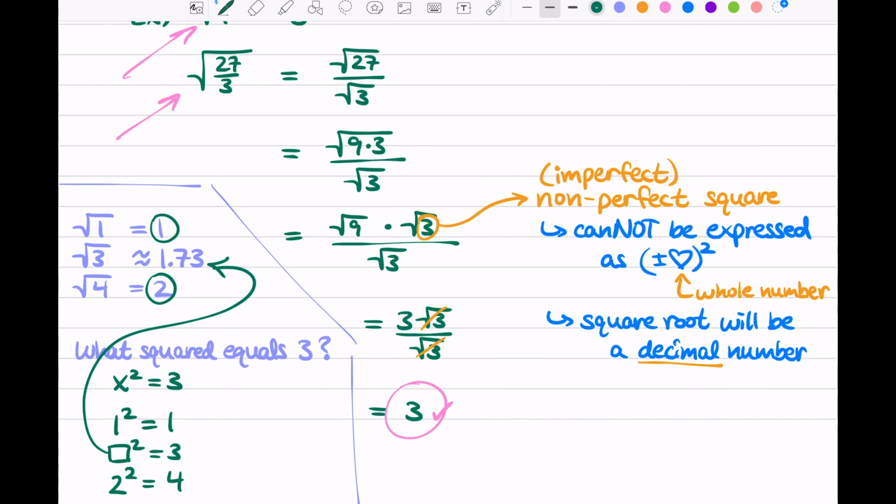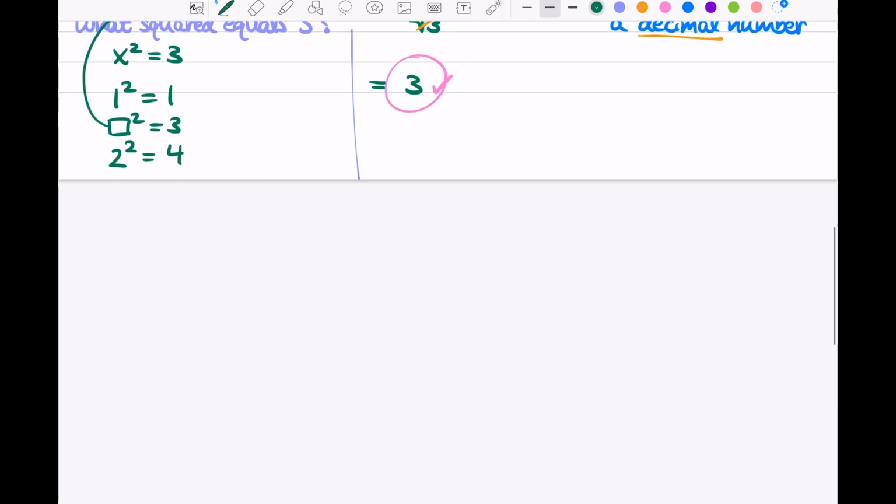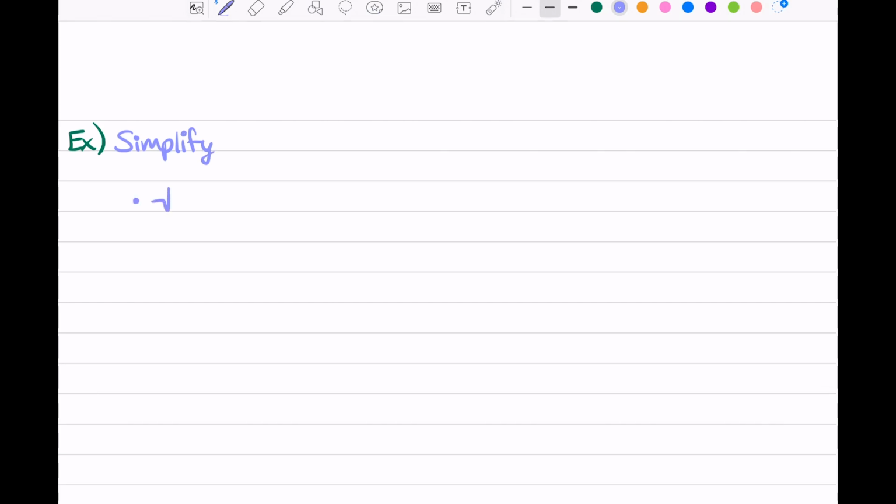Let's try a couple more examples using our multiplication and division rules. We want to simplify the square root of 24. So how do we simplify a square root? What we do is factor and find all of the perfect squares.